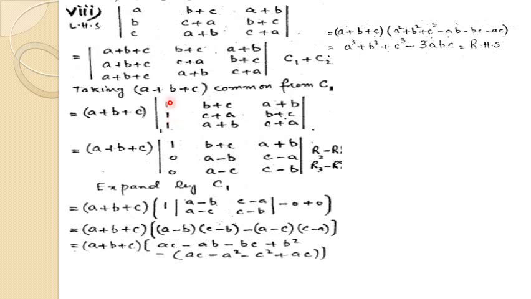R2 minus R1 means 1 minus 1, 0. The first row is the same, and in this minus this, only a minus b remains because c minus c cancels. Now b minus b is cancelled, so only c minus a remains, and R3 minus R1 is the same thing. Now expand by column 1 because there are the maximum zeros here.